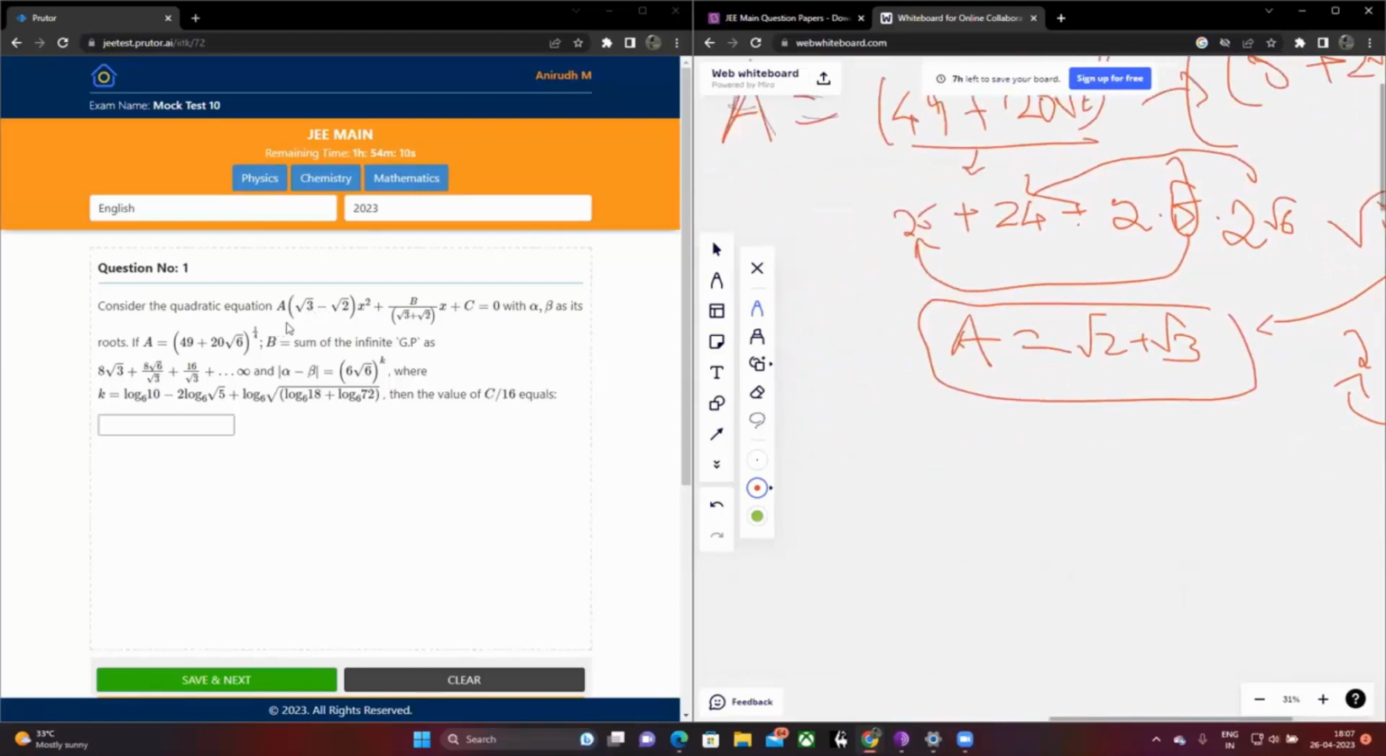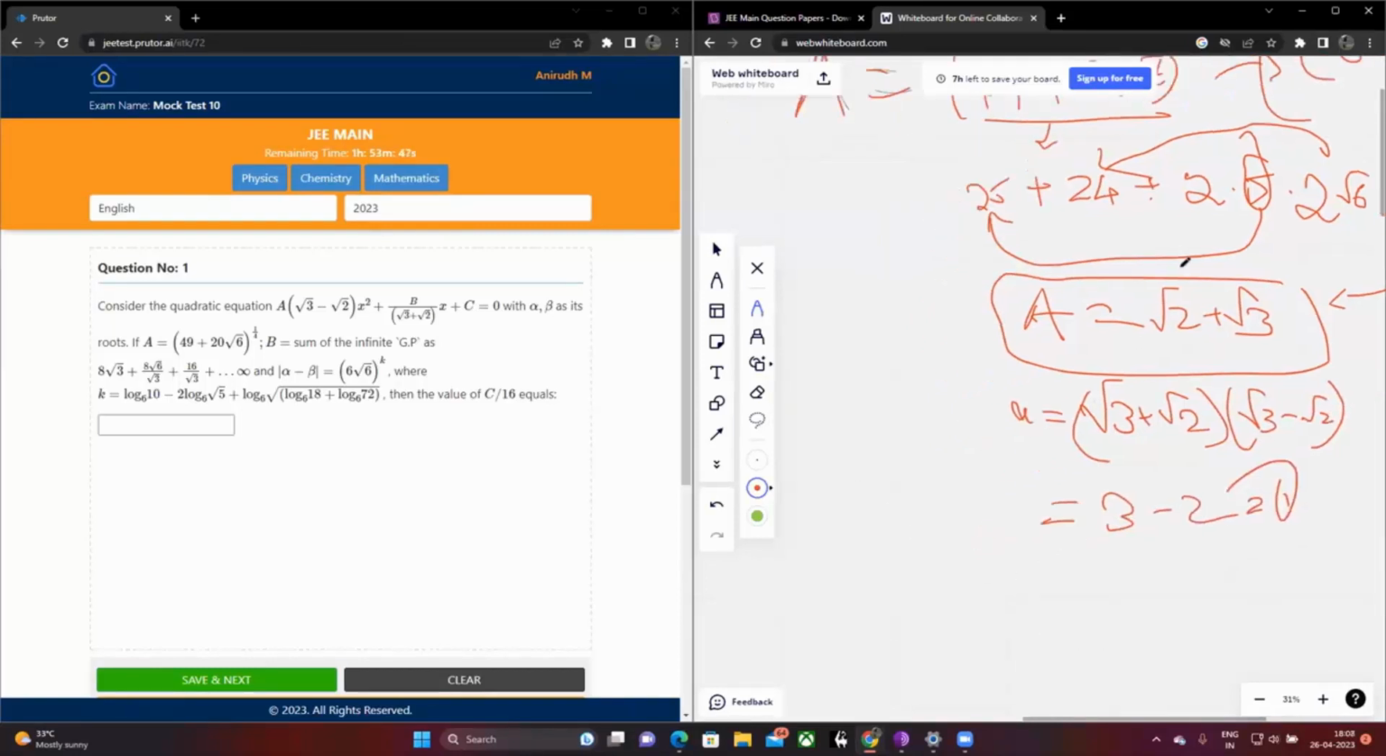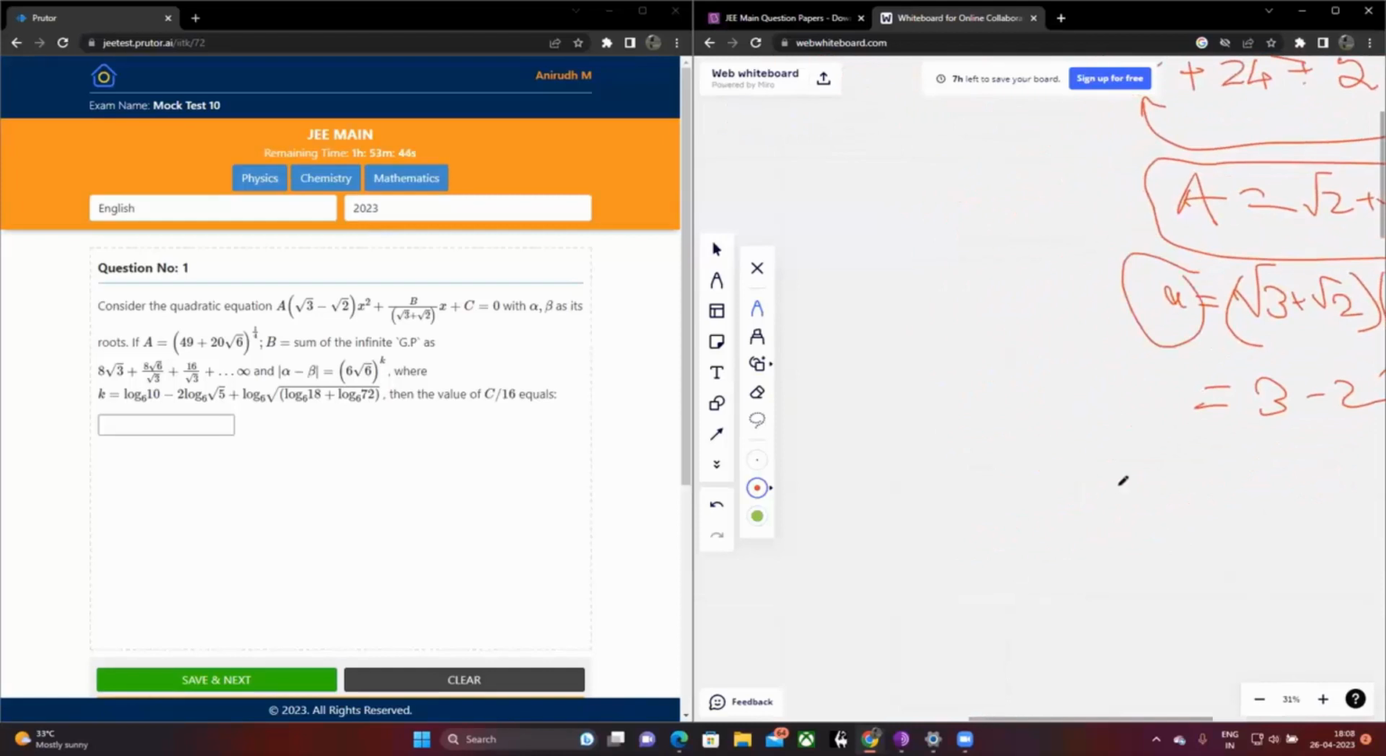So in this quadratic equation, the value of the first coefficient of x square, that is, I represent that by small a, is this A times root 3 minus root 2, which basically becomes (root 2 plus root 3) into (root 3 minus root 2), which becomes 3 minus 2, which is 1, right? So you get that the first coefficient a is 1.